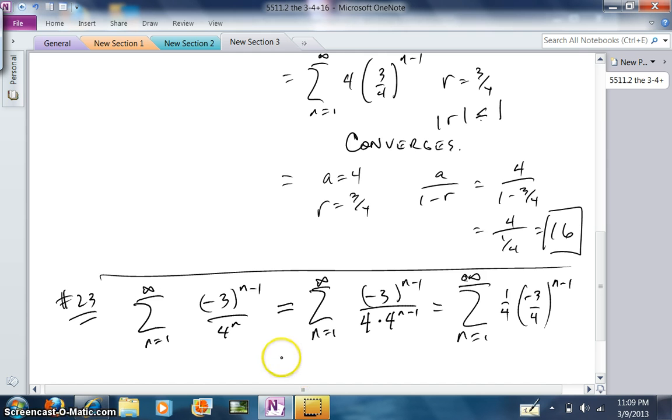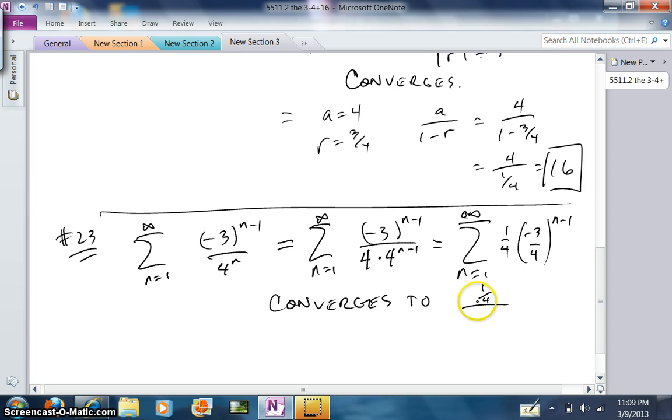So I can say that this converges because I can see that r here is a fraction less than 1. The absolute value of it is less than 1. And so this converges to 1/4 over 1 minus negative 3/4. That's a over 1 minus r, where a equals 1/4 and r is equal to negative 3/4. So I just put those in that formula, and I get 1/4 over, now it's 1 plus 3/4, so that's 7/4, so this is equal to 1/7.